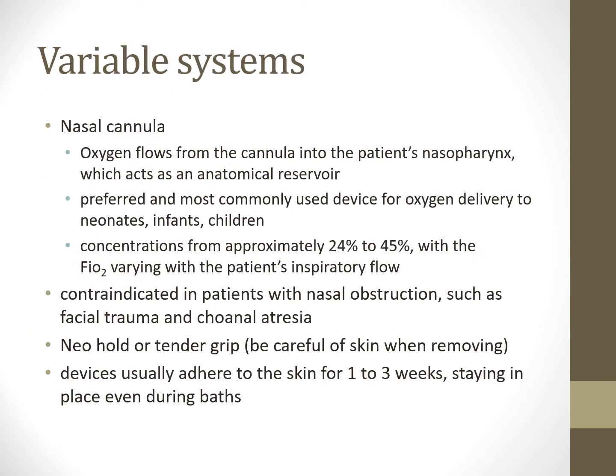Variable systems, like we talked about, nasal cannula, just depend on the baby's entrainment and how much and how deep they're breathing, right, their respiratory pattern. So babies, even on super low flow rates, can still get 24 to 45% oxygen, depending on their flow rate and their pattern. If a baby has a nasal obstruction, like a choanal atresia, trauma, something like that, obviously then we're not going to be able to give them that low flow system.